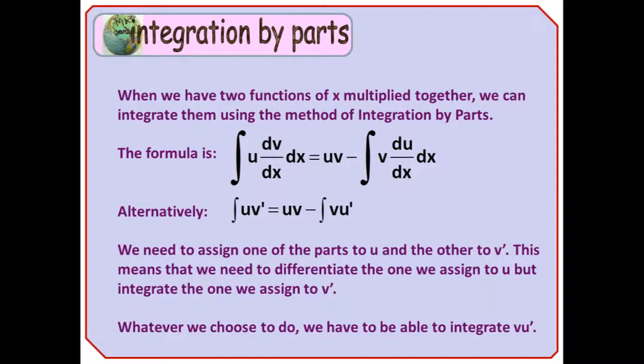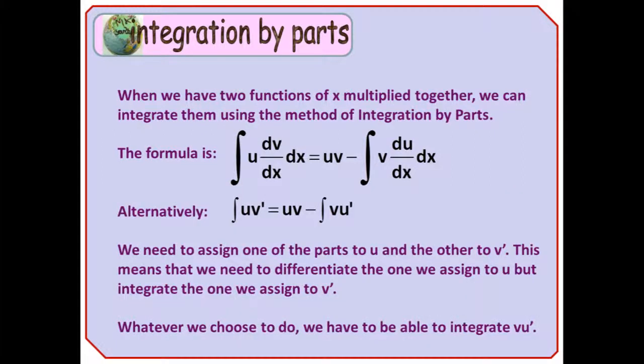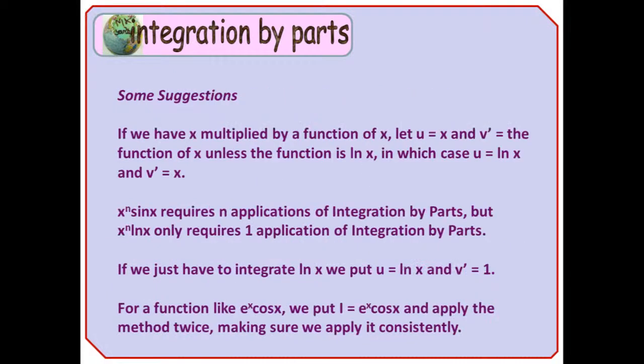This video concerns itself with the process of integration by parts, which is required whenever we have two functions of x multiplied together. The formula is the integral of u dv by dx equals uv minus the integral of v du by dx. Unlike the product rule, we have to make a decision. We need to assign one of the parts to u and the other to v dash. This means that we need to differentiate the one we assign to u, but integrate the one we assign to v dash, and whatever we choose to do, we have to be able to integrate the vu dash.